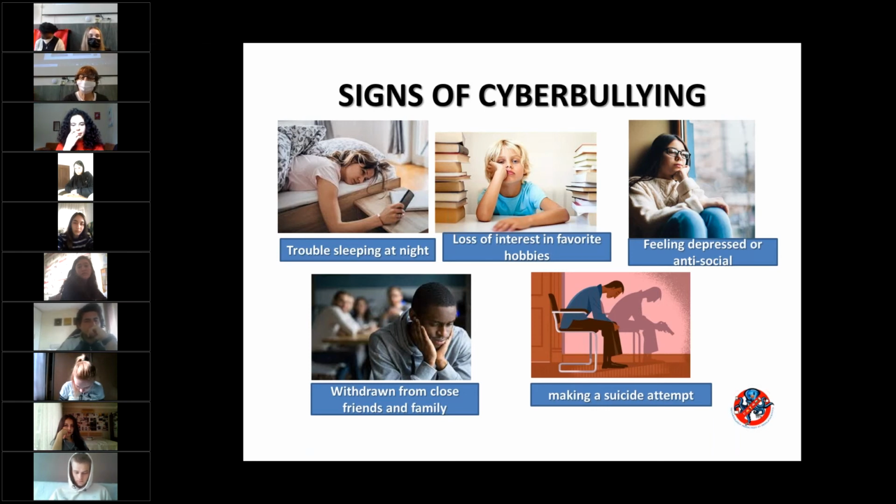8. A teen suddenly seems depressed or antisocial. If teenagers seem to be severely unhappy and only want to be in their room by themselves, it could be a warning sign. 9. Withdrawn from close friends and family. This withdrawal could be an attempt to push people away and distance everyone in their life, especially those doing the bullying.